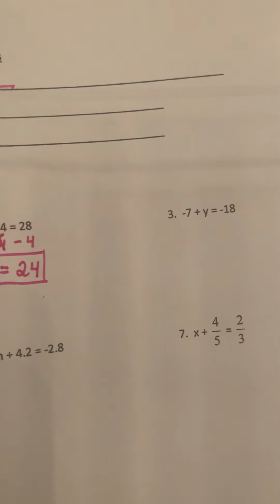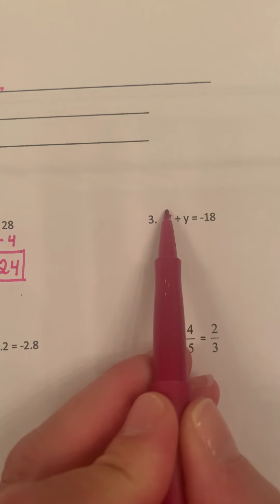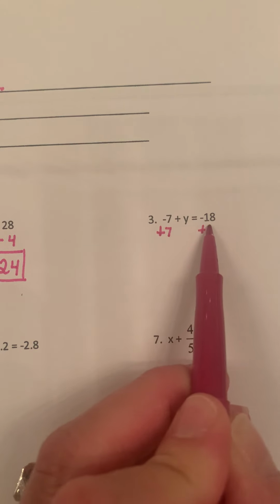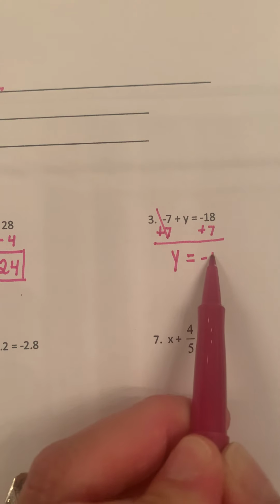Whatever you do to the left side, you must do to the right side to keep it the same. Number 3 is a little different because you have the y behind it, but it's still a negative 7. So the opposite of negative 7 is a positive 7. Positive 7 cancels out, y equals negative 11.